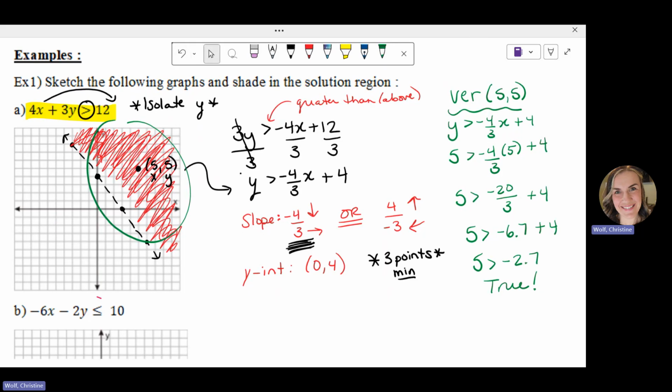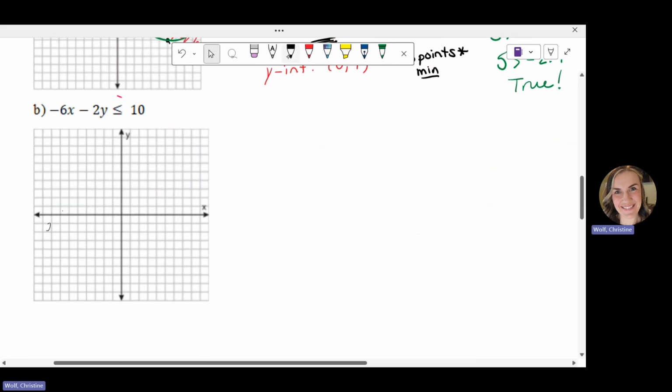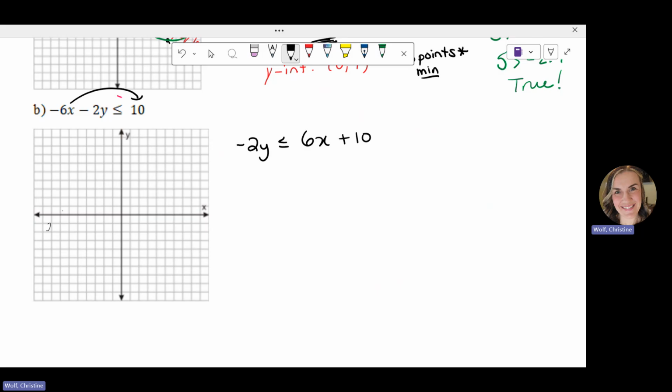Okay, let's do another one. And I chose this one for a reason, because if I go to isolate y, just like I was doing before, I'm going to send that negative 6 over, and it becomes positive 6 on the other side, and that 10 gets shoved down. The reason I wanted to show you this example is because at this point, I have to divide by a negative 2.